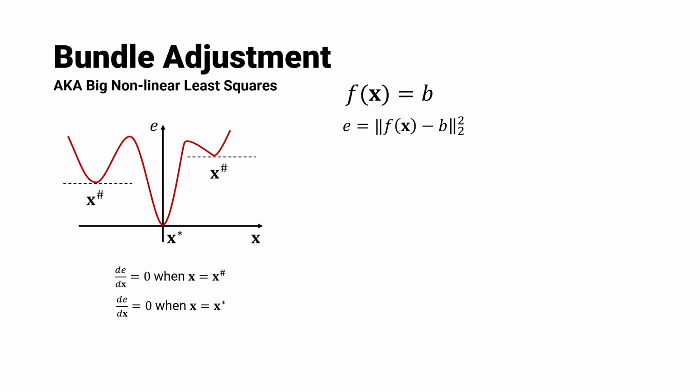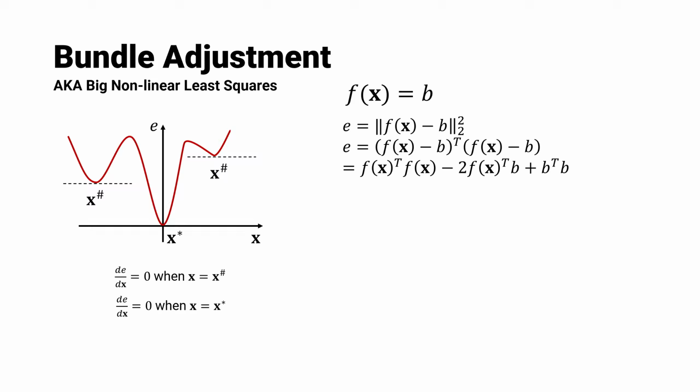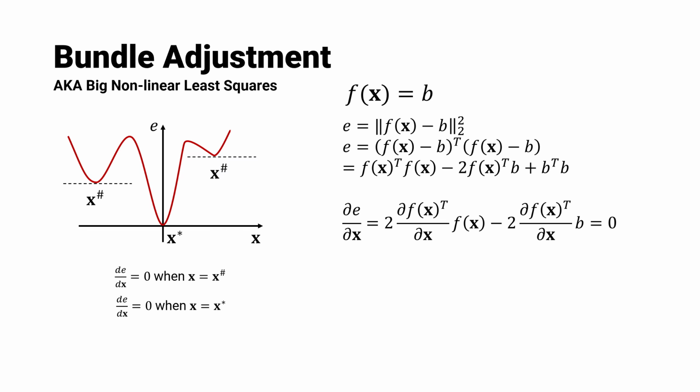So let's take this error function and basically let's split it out with linear algebra. It's going to look like fx minus b transpose into fx minus b. If we expand it out, it's fx transpose into fx minus 2fx transpose b plus b transpose b. So to obtain the ideal solution, or the minimum solution, we already saw that we need to differentiate this with respect to x. So let's take partial e with respect to partial x and we differentiate this entire function.